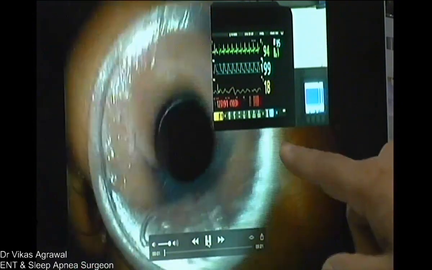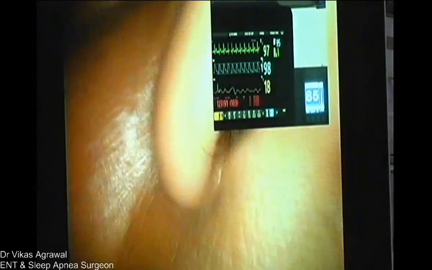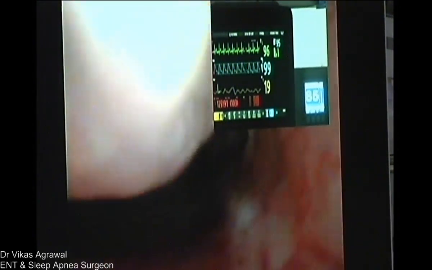So what we do is we put a nasal airway while doing drug-induced sleep endoscopy and then pass the endoscope through this.